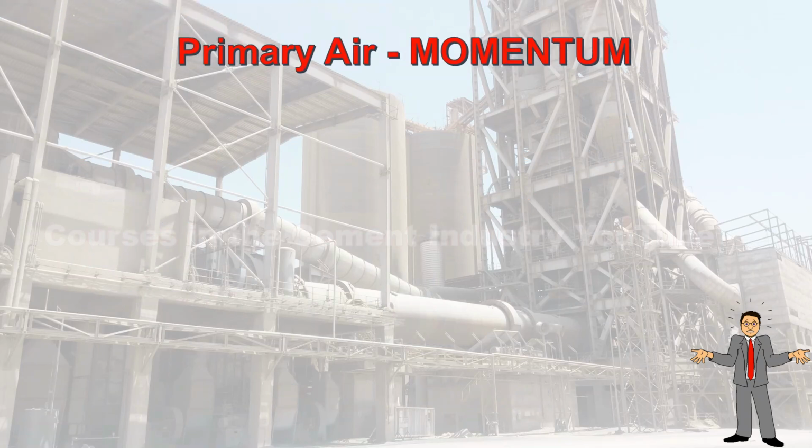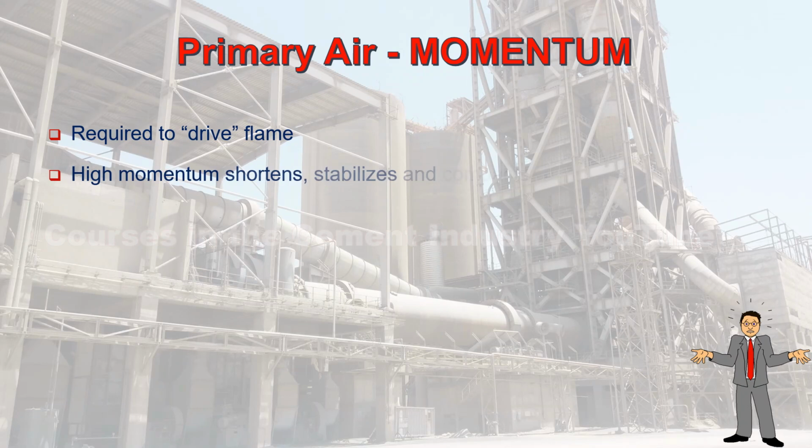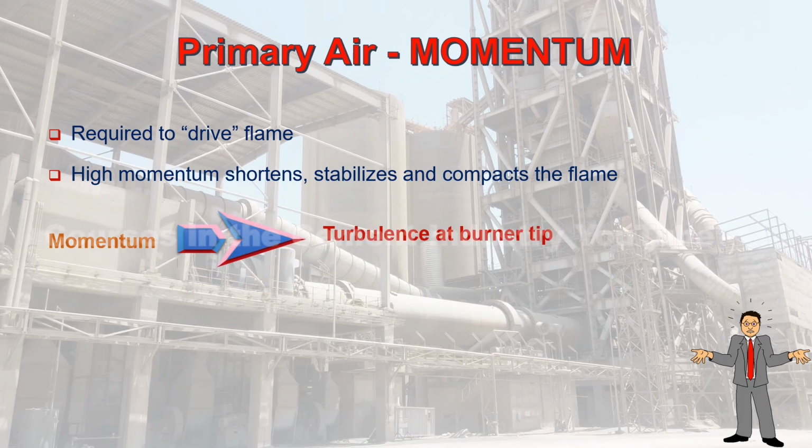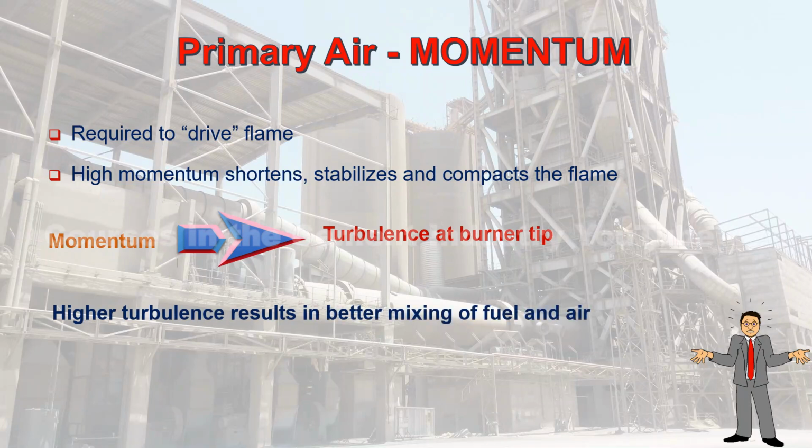Primary air, momentum. 1. Required to drive flame. 2. High momentum shortens, stabilizes, and compacts the flame. Momentum means turbulence at burner tip. Higher turbulence results in better mixing of fuel and air.